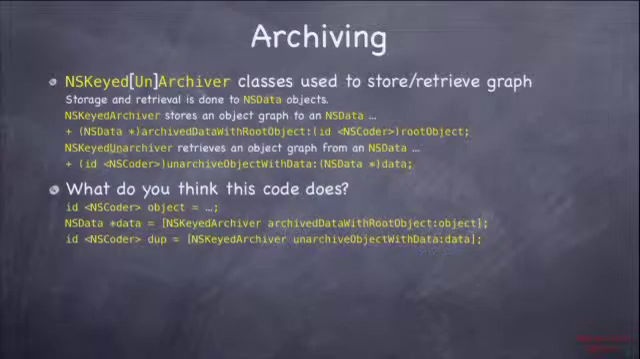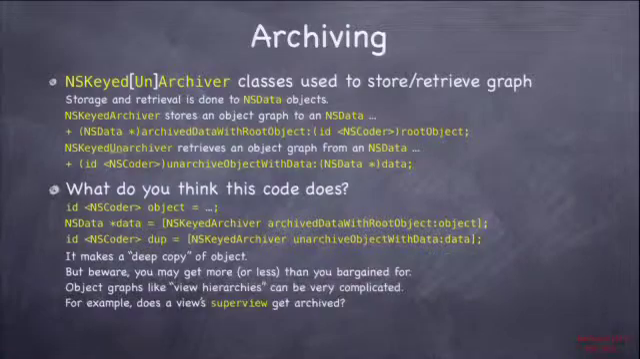So if I have an object and I say NSKeyedArchiver archive data with root object, and I get an NSData with that object, and then I just say id NSCoder dupe equals NSKeyedArchiver unarchived object with data. That would actually be NSKeyedUnarchiver. That copies that object, okay? Because I encoded it out to an NSData, then I loaded it back in. I got a copy. Now, you want to be careful with this, and this is a deep copy, right? It's not just copying the top level, it copies all the way down.